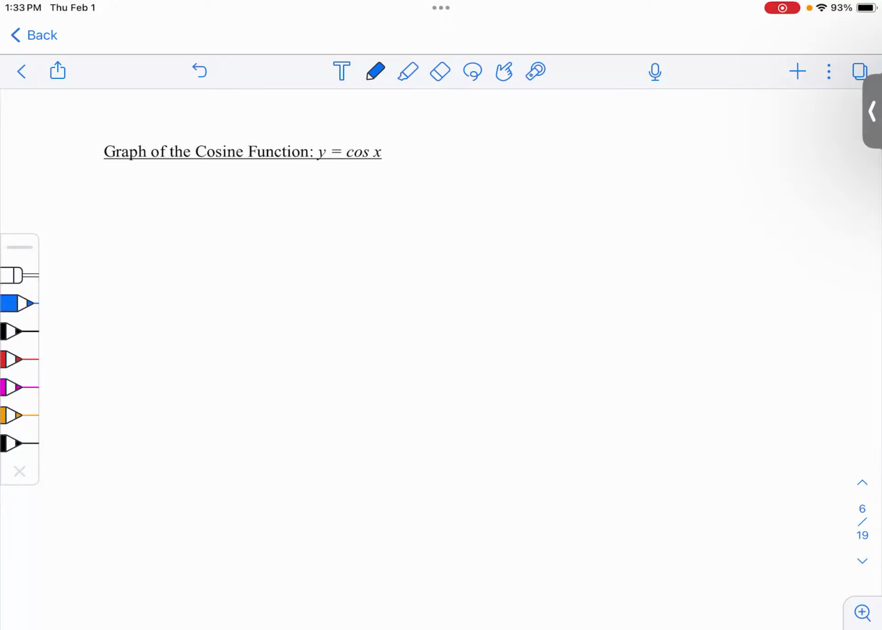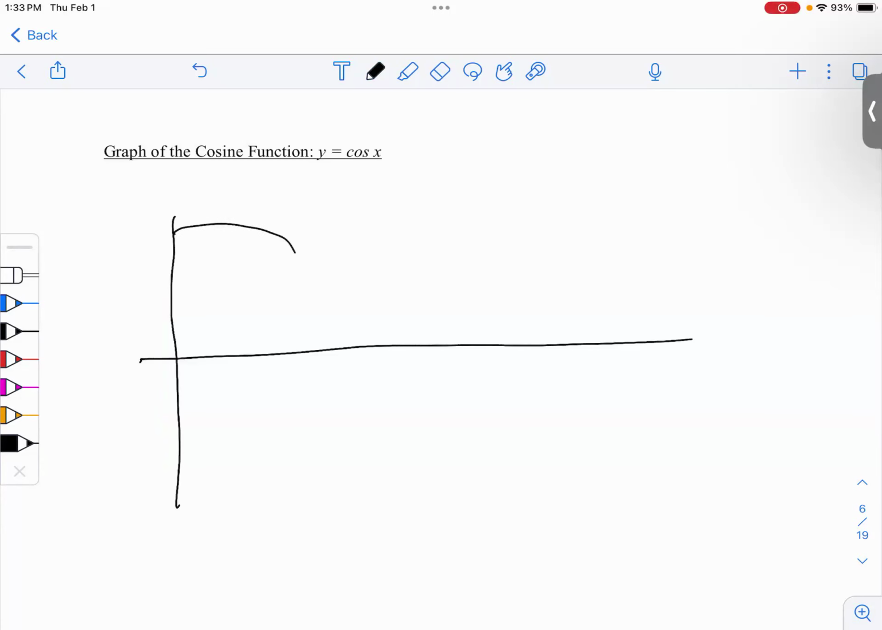All right. So the truth is that sine and cosine look almost identical. They're only off by pi over 2. The first period is the same thing, but it's shifted.